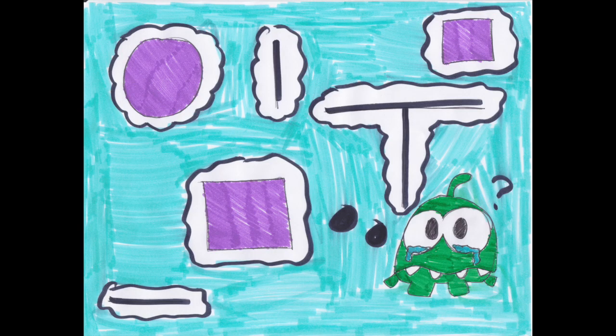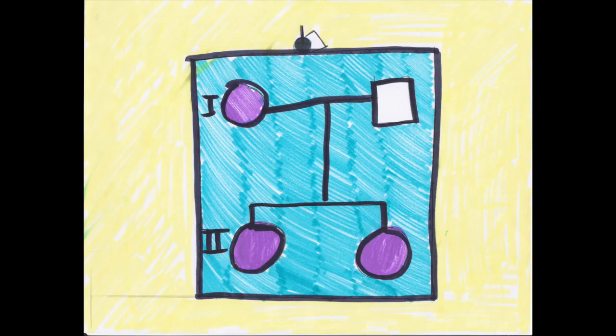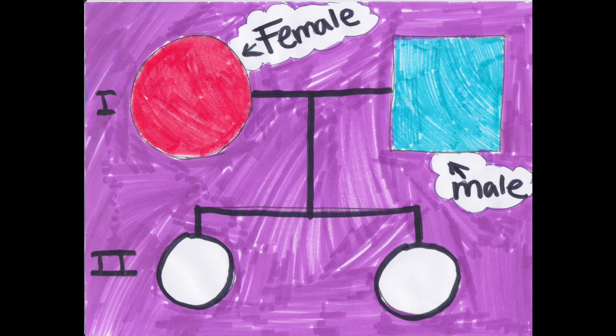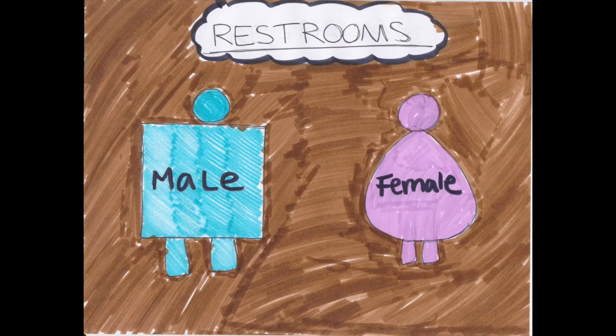Going back to the picture with shapes, they aren't just random. Each shape and line means something. In this pedigree, let's say this is OM NOM and this is BLUE, and these are their parents. In a pedigree, circles represent females and squares represent males. To remember this, just think about the pictures on public bathroom signs. The man's body is shaped a bit like a square, while the woman has a round skirt.